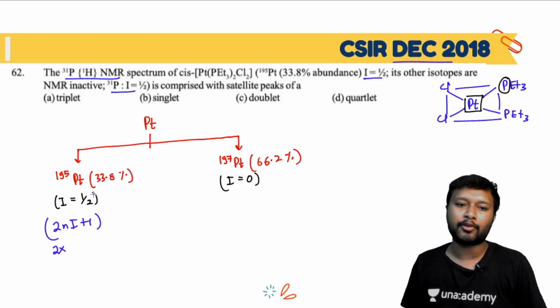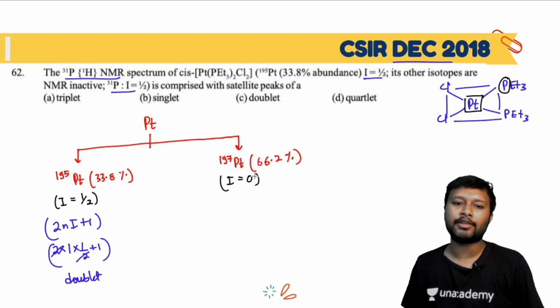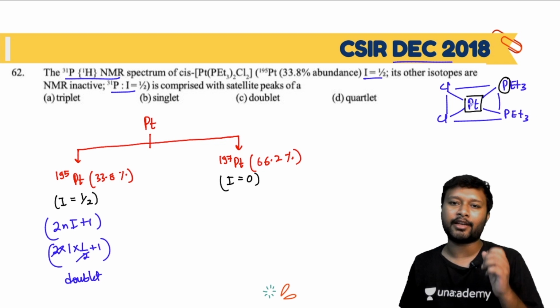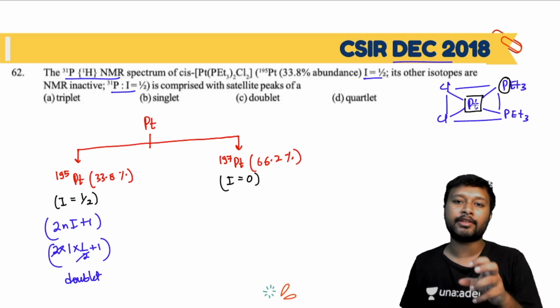So in how many lines it splits depends upon the I value of your platinum. The I value of platinum is 1/2 here, and since only one platinum is present, it's half plus 1, so you get 2 lines. What do you get? 1 plus 1, so you get a doublet. This is when the platinum in the center is NMR active.